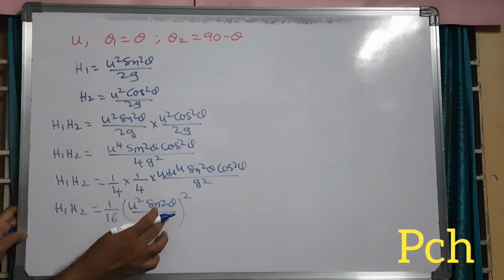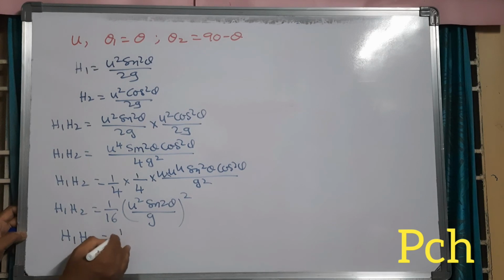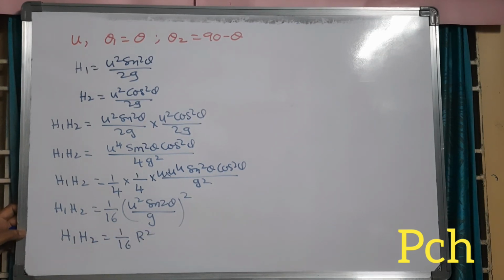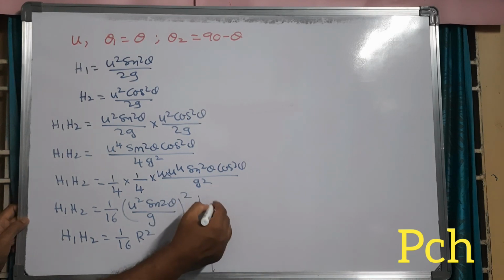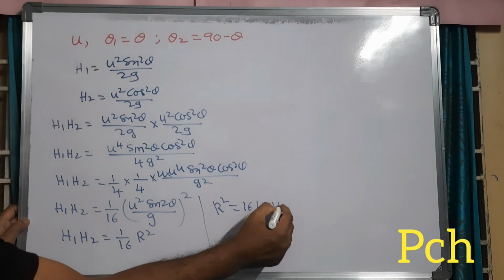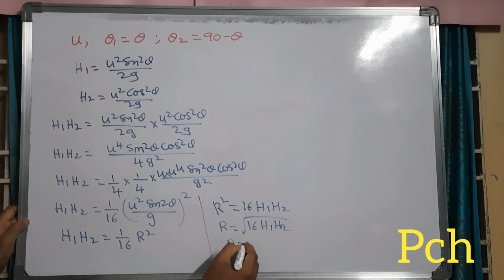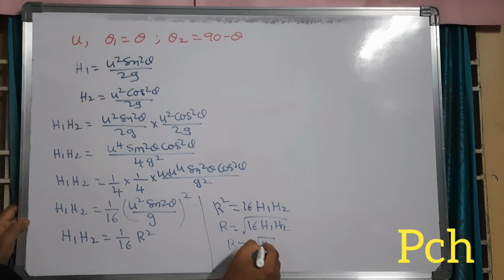So this can be written as the horizontal range. Then h1 h2 is equal to 1 by 16 into r square. From this we can write r square is equal to 16 h1 h2. So r is equal to the square root of 16 h1 h2. So r is equal to 4 root of h1 h2.